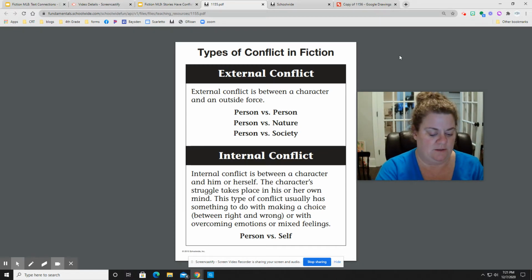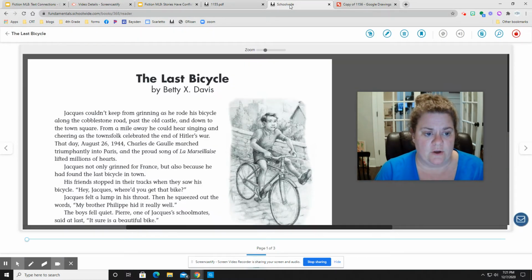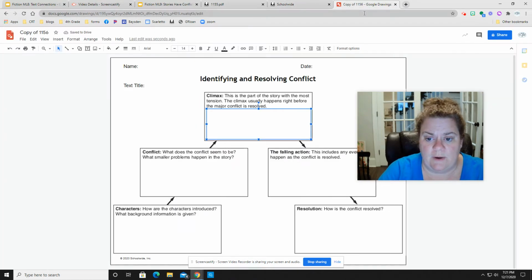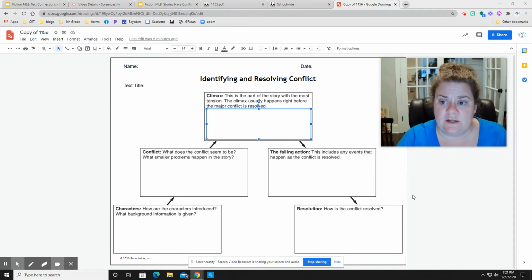All right, so we are going to go to our story today. This is called The Last Bicycle. And we're going to use this chart as a reference for our type of conflict. So we talked about this chart a little bit in writing and how we start at this left bottom side and we talk about the beginning of the book, how the character and settings are introduced. Then we start to go to the conflict.